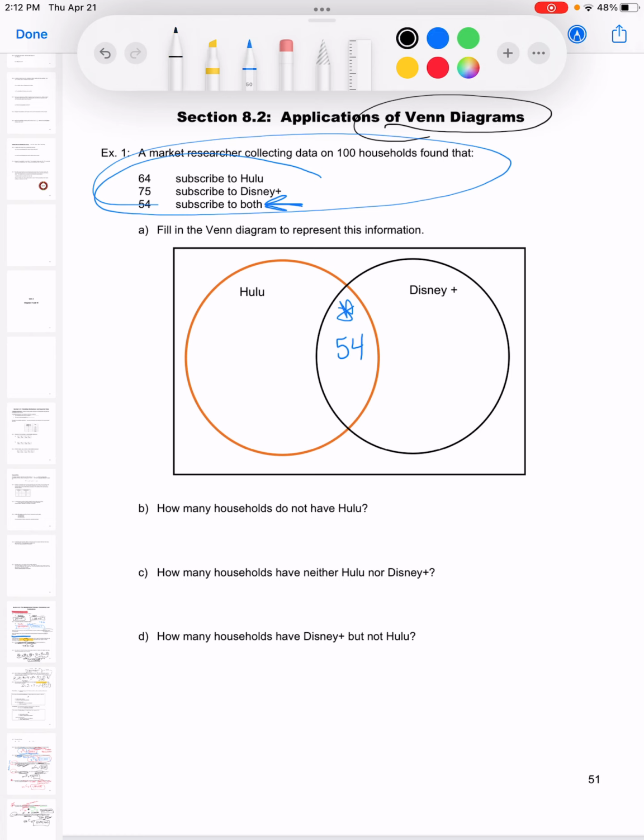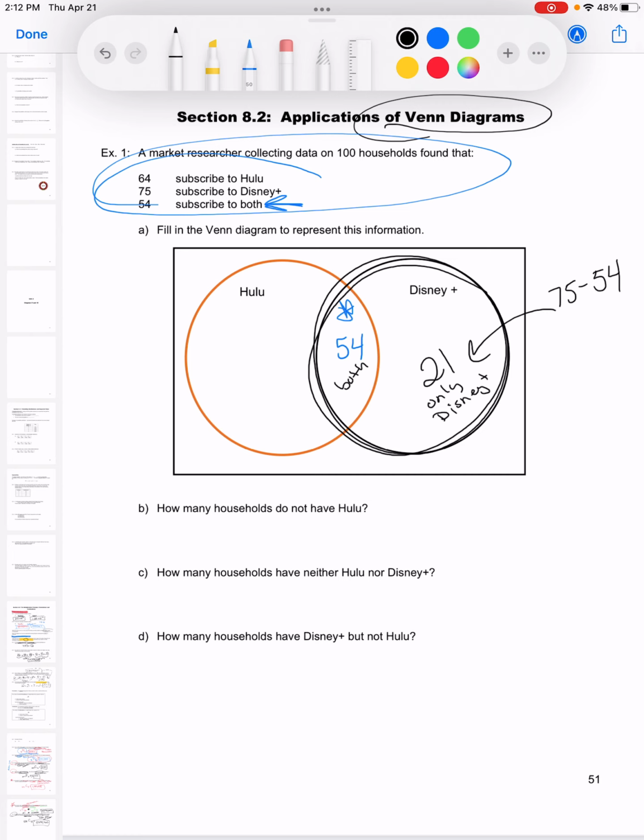It doesn't really matter which one we look at. I'm going to look at the Disney Plus to start with. 75 describes all of the Disney Plus. I already have 54 in there, so I need to subtract that off. So that gives me 21. What that 21 represents is there are 21 subscribers to only Disney Plus. There are 54 to both Disney Plus and Hulu. So that means only Disney Plus. This means both of them.